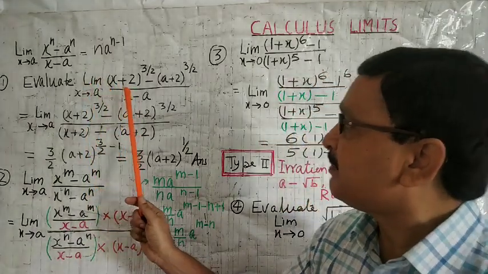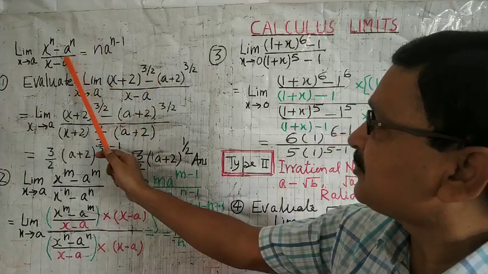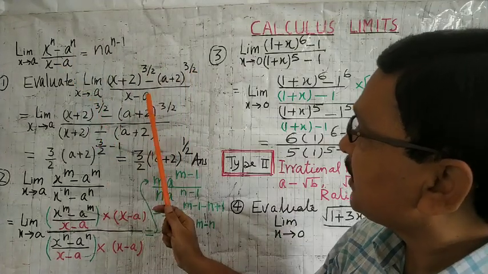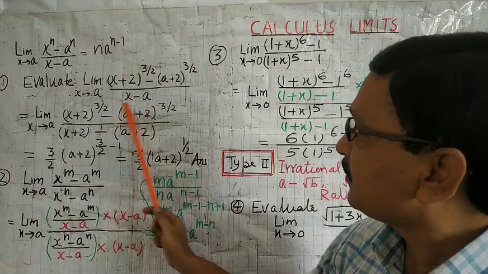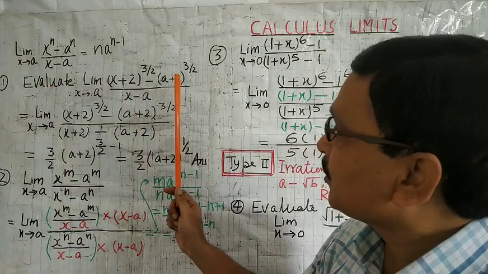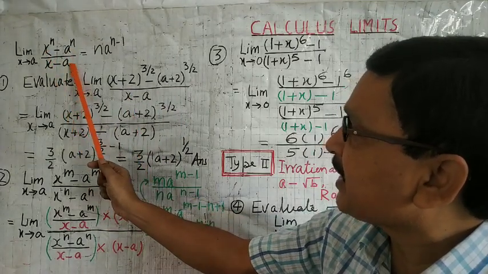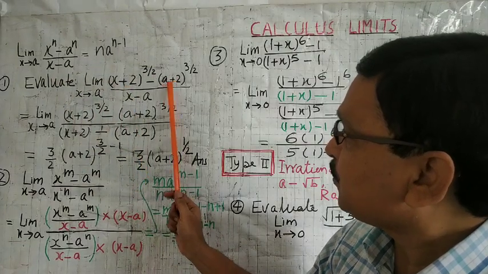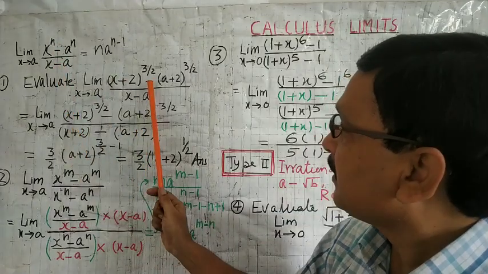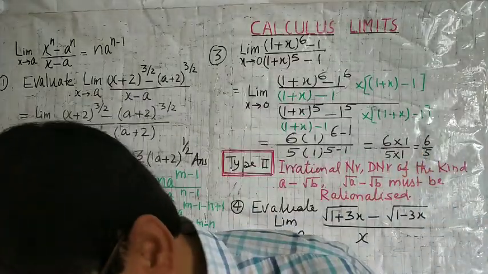Now this is the problem. Limit of ((x+2)^(3/2) - (a+2)^(3/2))/(x - a), x tends to a. Again it is a 0/0 form. Don't be bothered about the 0/0 form, just see. The numerator has x and a, so the denominator must be x and a. If it is x+2 and a+2, the denominator must be x+2 and a+2. In between, the minus sign should be available. The same thing should be in the numerator as well as in the denominator.